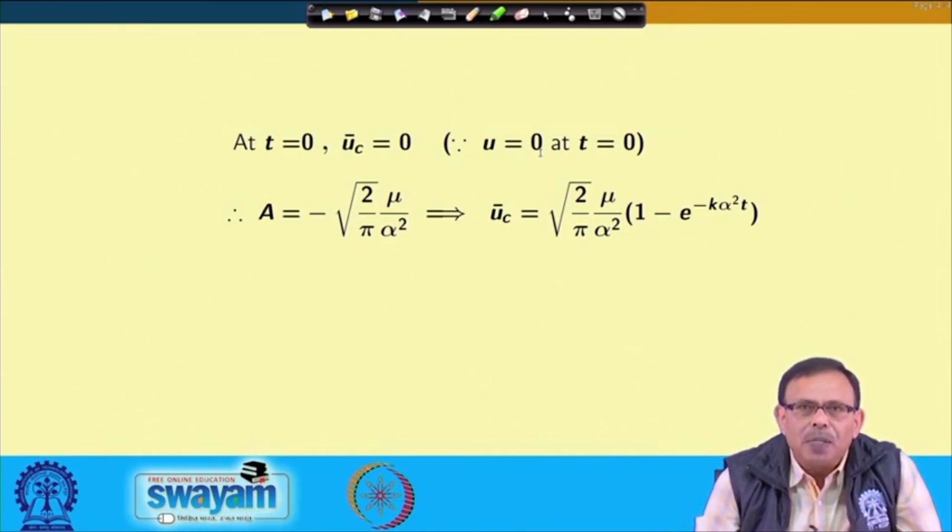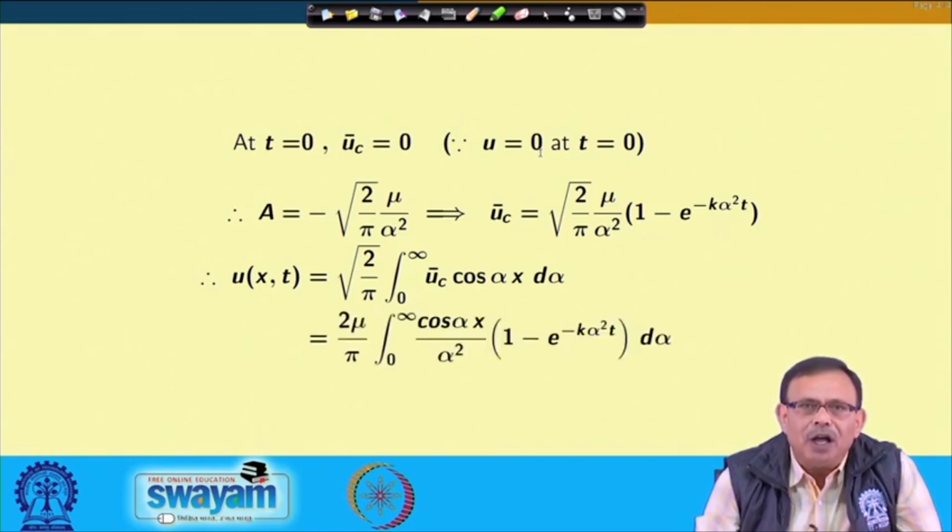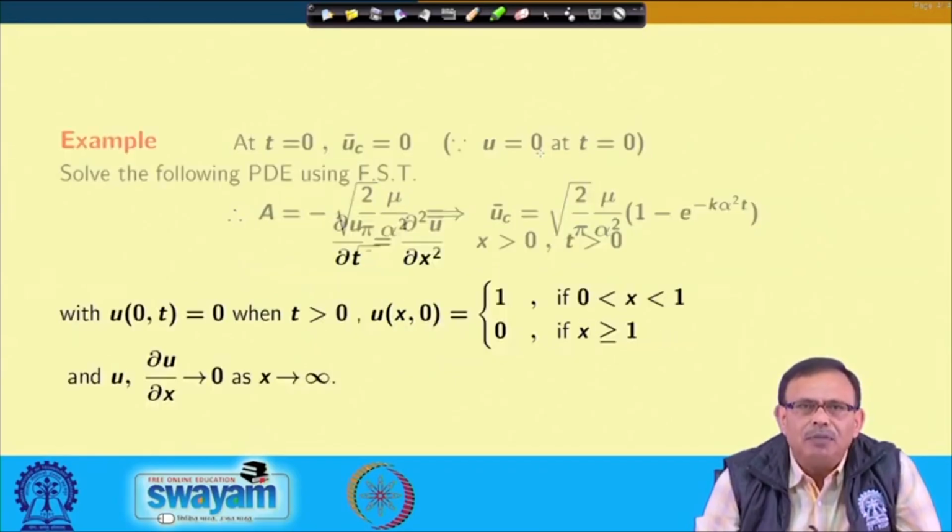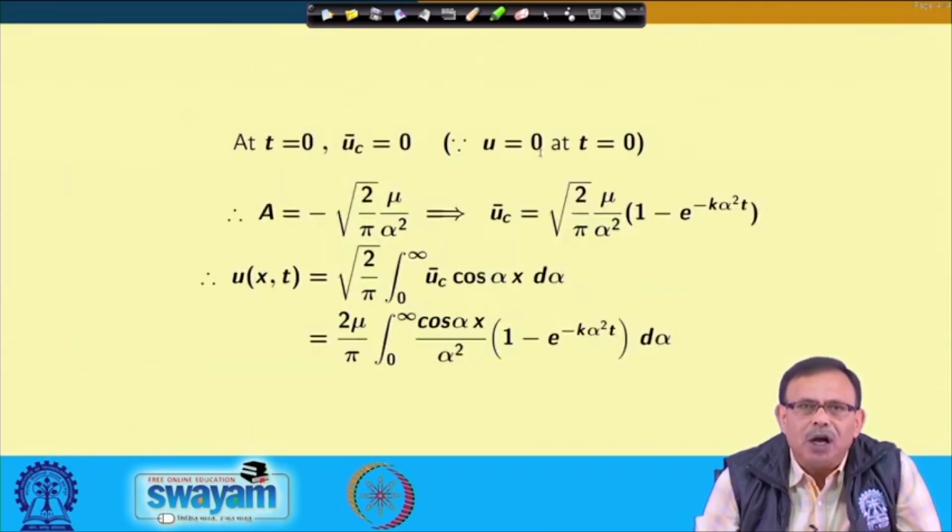Now, the third step is, once I have obtained u bar c in terms of alpha and t, I can use the inverse Fourier cosine transform to find the value of u(x, t). Using the inversion formula, u(x, t) equals root over 2 by pi integral 0 to infinity u bar c into cos of alpha x d alpha, and I have to evaluate the integral. The result becomes 2 mu by pi integral 0 to infinity cos of alpha x by alpha square into 1 minus e power minus k alpha square t into d alpha.